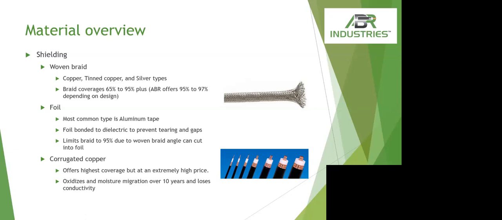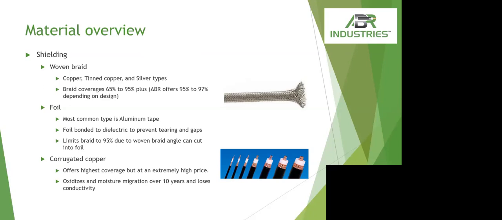A couple of other benefits, you can put a foil in there. It's usually an aluminized tape. The foil is typically bonded to the dielectric to prevent any tearing or gaps. The one thing is it will also be limited, because with a 95% braid, the foil can actually be cut as the braid is put over it. So that's why you can only see about a 95% braid coverage on those products.